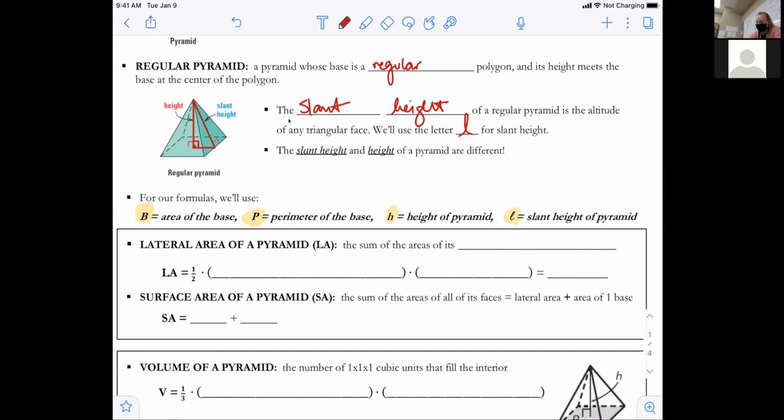All right, time for formulas. Lateral area is the sum of the areas of its lateral faces.